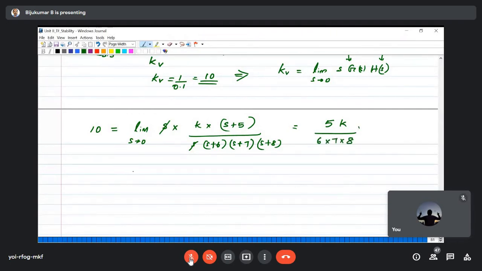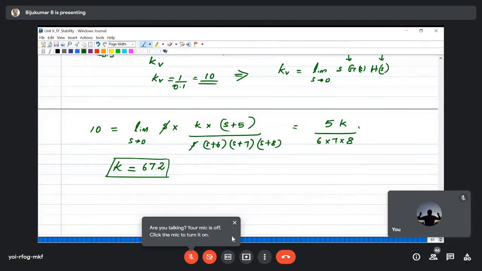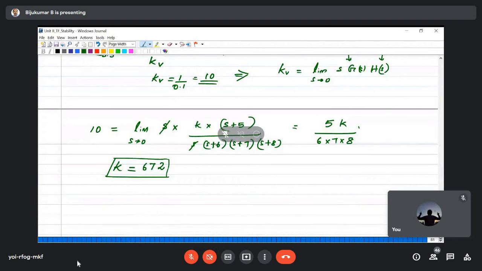So what is the value of K? 672, correct. So at K equal to 672, if the system gain is 672 in this system, and you apply a unit ramp reference input, the steady state error becomes 10%. That is the meaning. Clear?